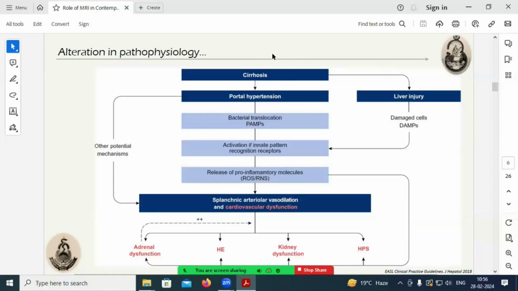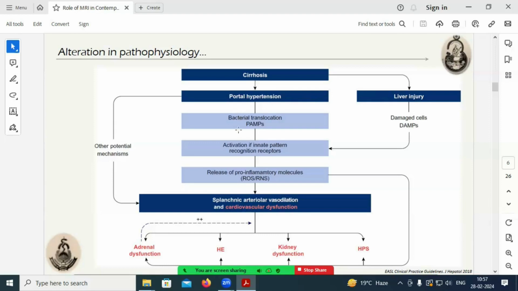And this is what I was saying, that initially the buck used to stop here only: there was cirrhosis, there was altered portal flow, there was liver cell injury. And we used to think that if we correct this, it is the sole cause of portal hypertension related clinical disease, and the patient will be relieved. But then there are many other things which started to pop up.